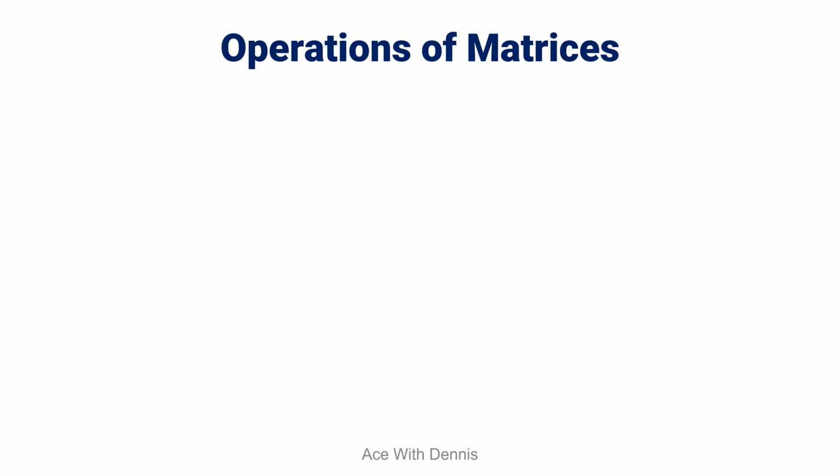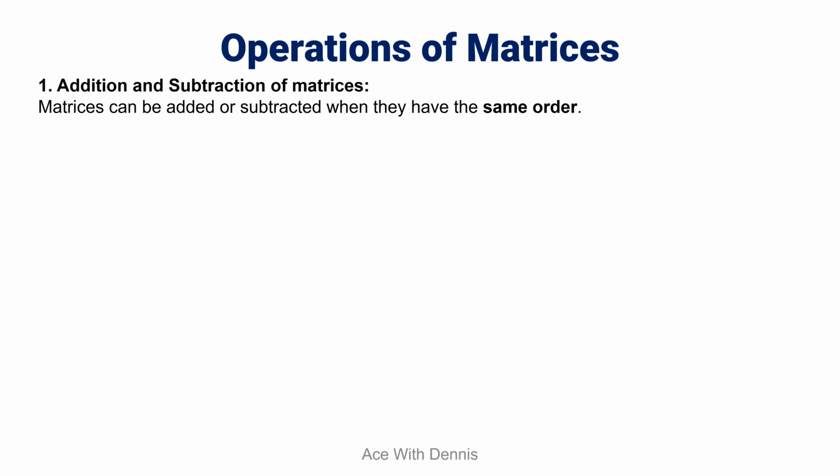Next, let's talk about the operations of matrices. The first operation is the addition and subtraction of matrices. Matrices can be added or subtracted on the condition that they have the same order. Here are a few examples.